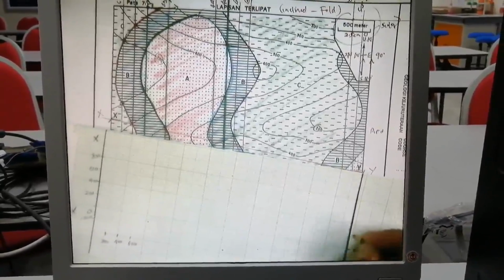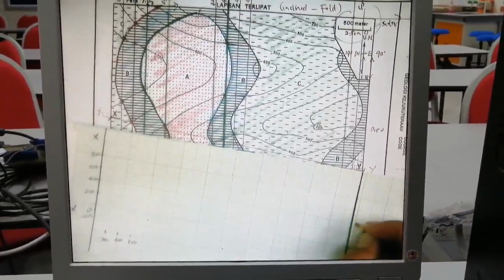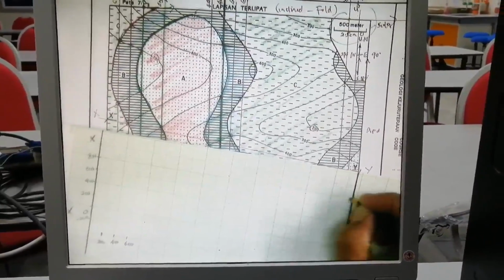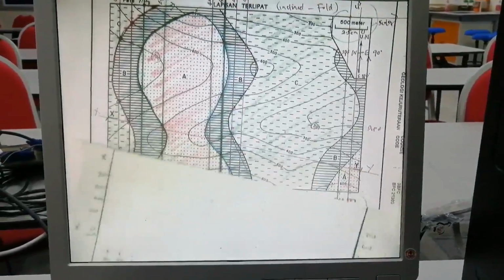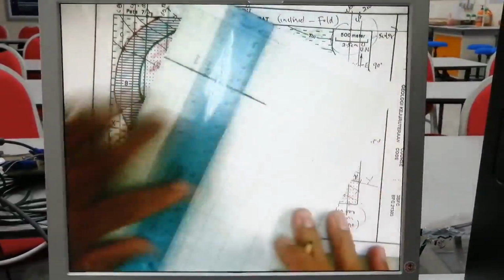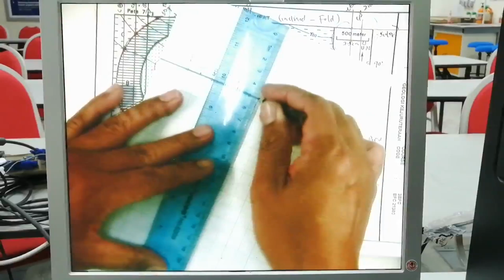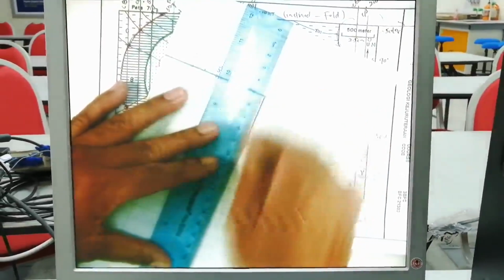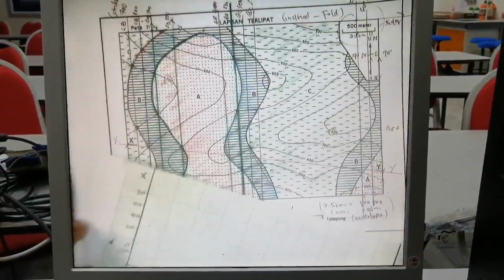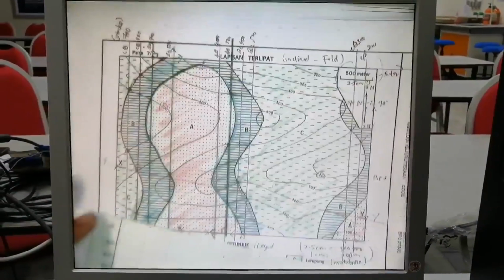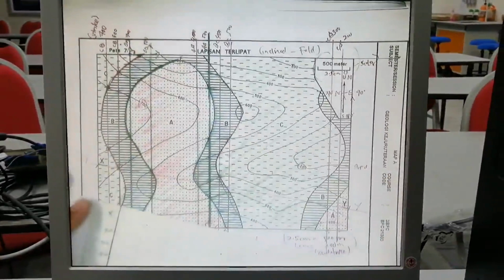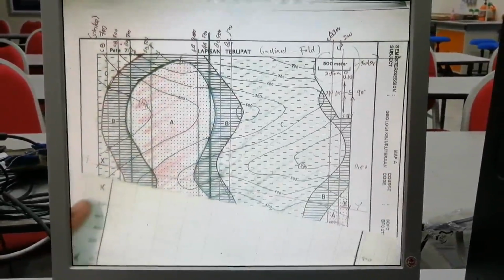0 here, 200, 400, 600, 800. Let's draw the boundary. Okay, our topography starts from 700 down to 200, the lowest.